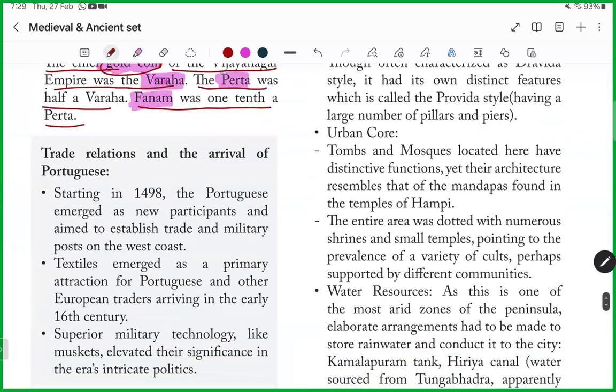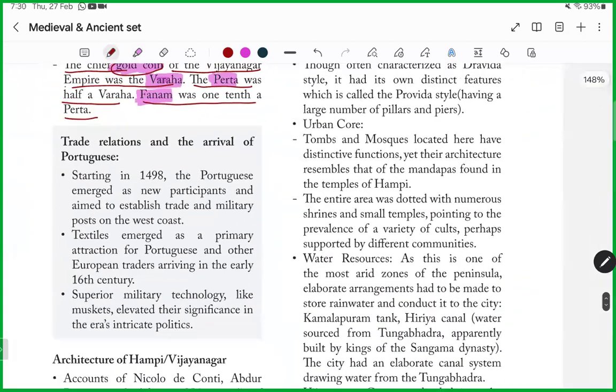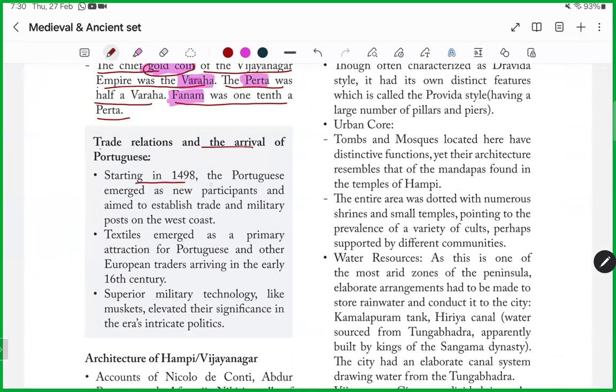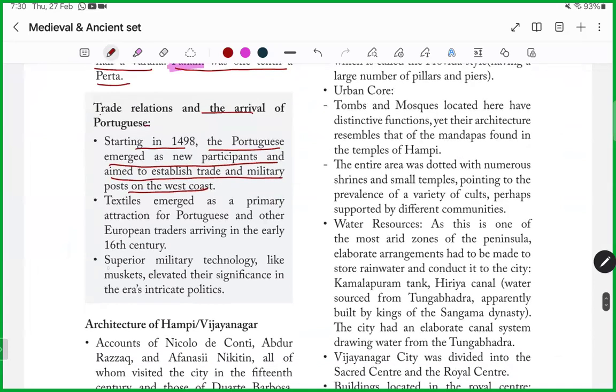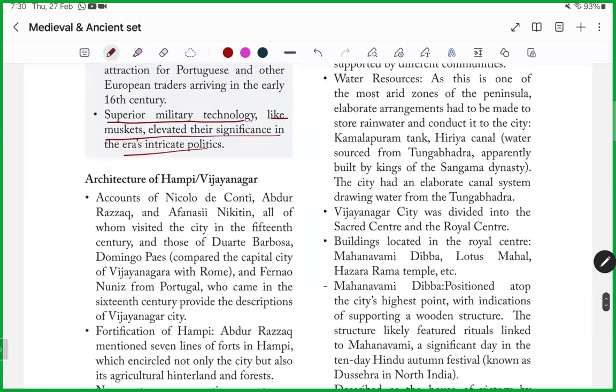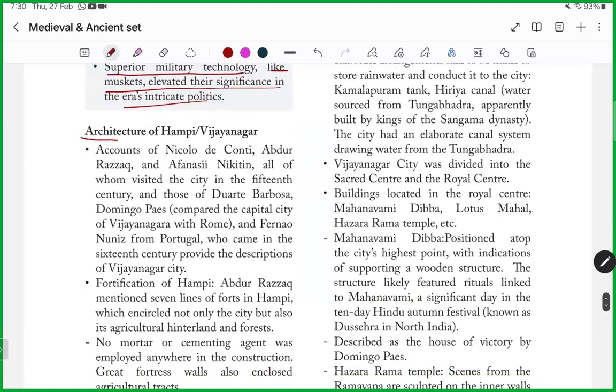Okay, so they also had good trade relations with the Portuguese. All right, so starting in 1498, the Portuguese emerged as new participants and aimed to establish trade and military posts on the west coast. And then superior military technology like muskets elevated their significance in the era's intricate politics. So very importantly, the architecture of Hampi, Vijayanagar, we will discuss now.